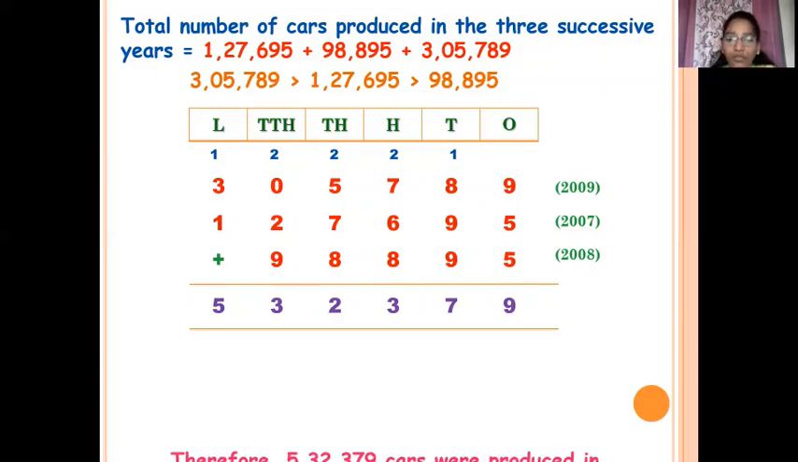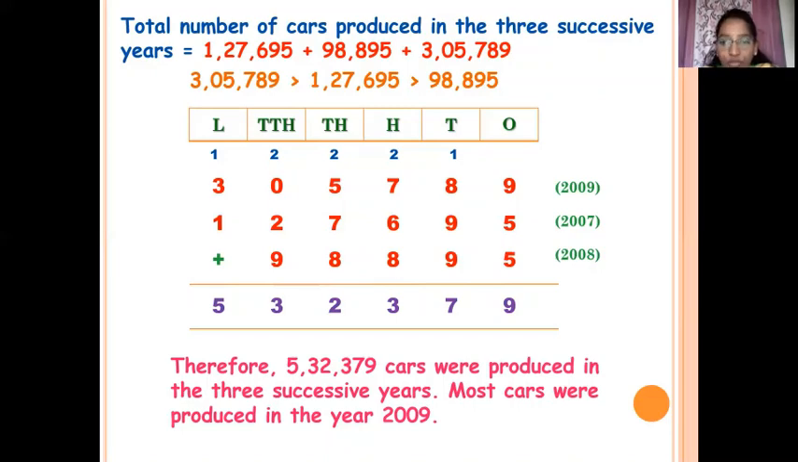So now you have 5,32,379. The sum what you have got after you add the given large numbers is 5,32,379. So therefore 5,32,379 cars were produced in the 3 successive years. Yes, so most cars were produced in the year. Which year? In the year 2009. So you have answered 2 parts of the question. Yes, both the parts of the question.